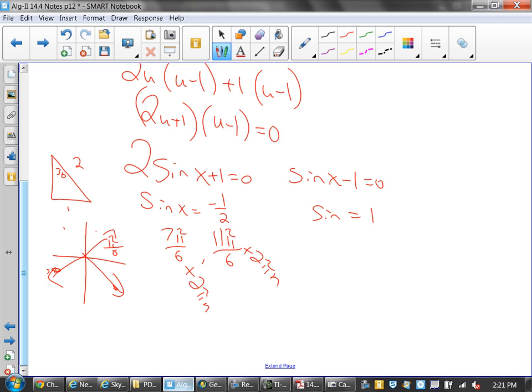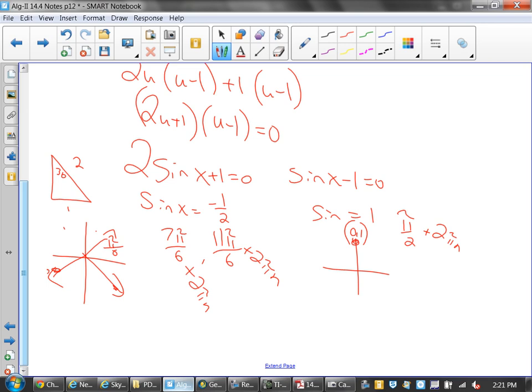And then lastly, where is sine equal to 1? Remember ordered pairs, 0, 1. It's at pi over 2. Is it anywhere else equal to 1? Nope. So what do I have to tack onto that to make it a general solution? Plus 2 pi n.